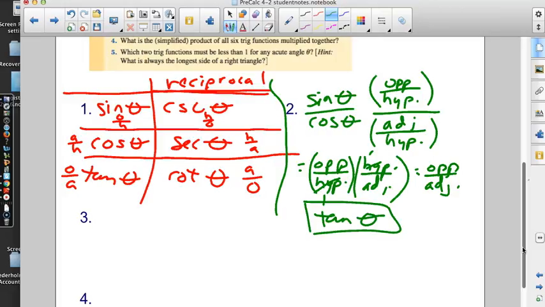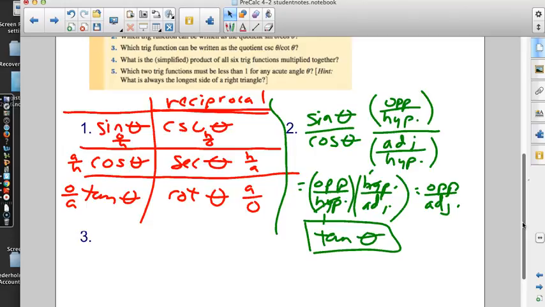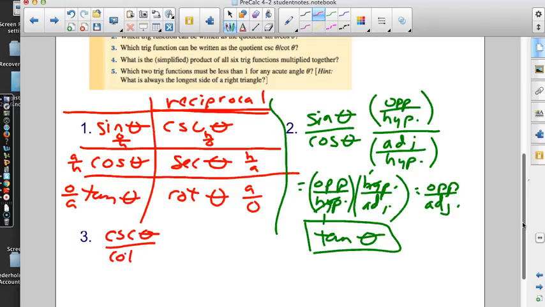So what we just did was we used the definitions. The definitions are when you talk about opposite, adjacent, and hypotenuse to figure out how does that work with all of these trig functions. And then number 3 says, which trig function can be written as the quotient of cosecant theta over cotangent theta? Do the same thing. Find that trig function.